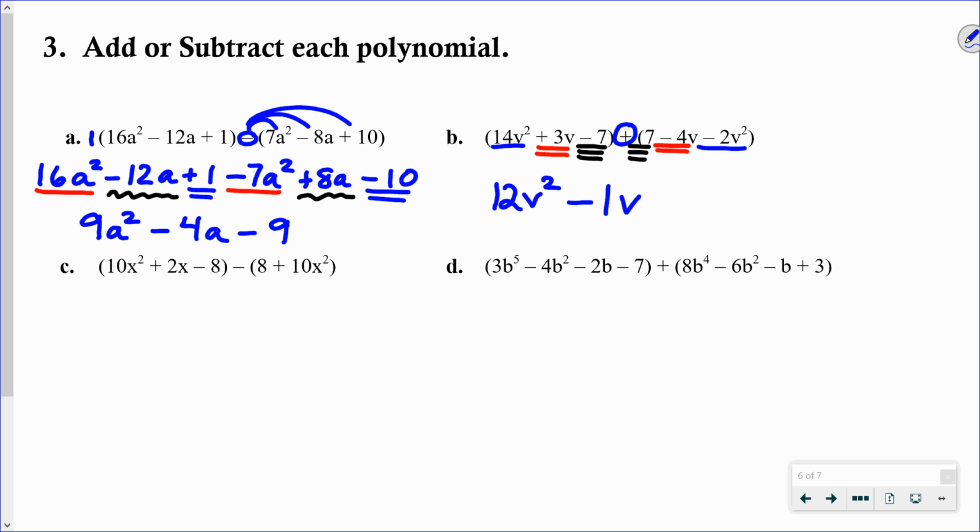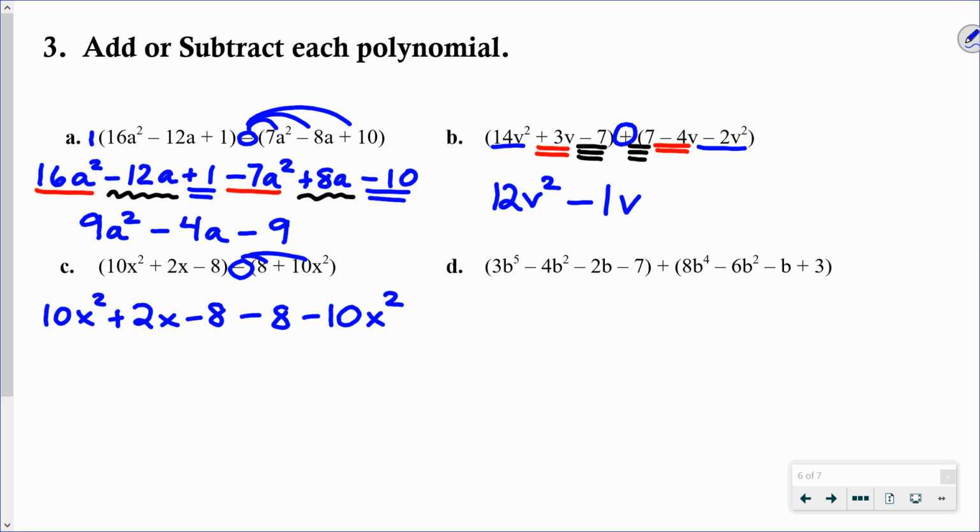At this time, I would like you to press pause and try to do example C and D on your own. And then when you're ready to check your answers, press play so that you can see if you were correct. So for part C, we have a subtraction symbol, which means we have to do some distributing. So the first polynomial is left alone. The second polynomial, we have to switch the signs because we are distributing a negative 1.